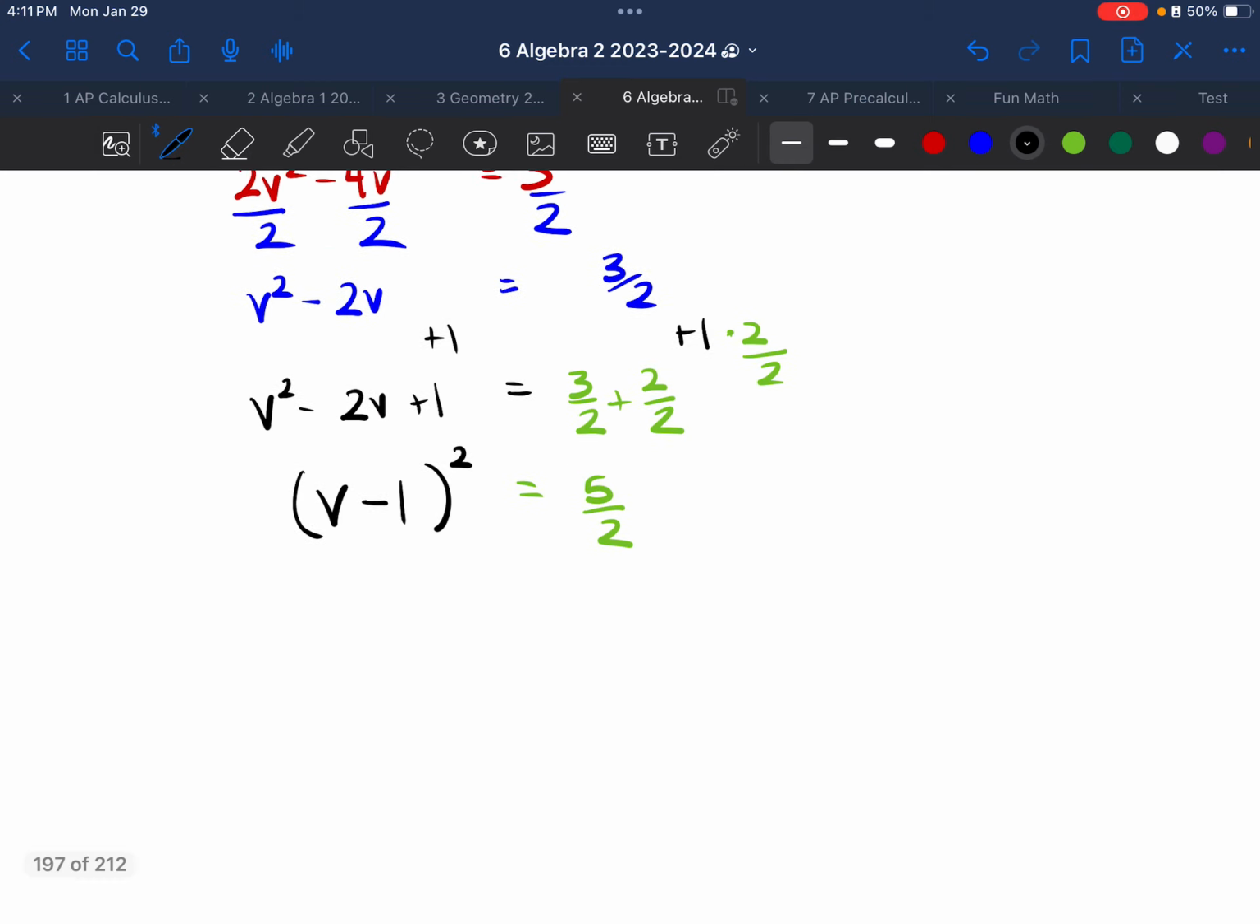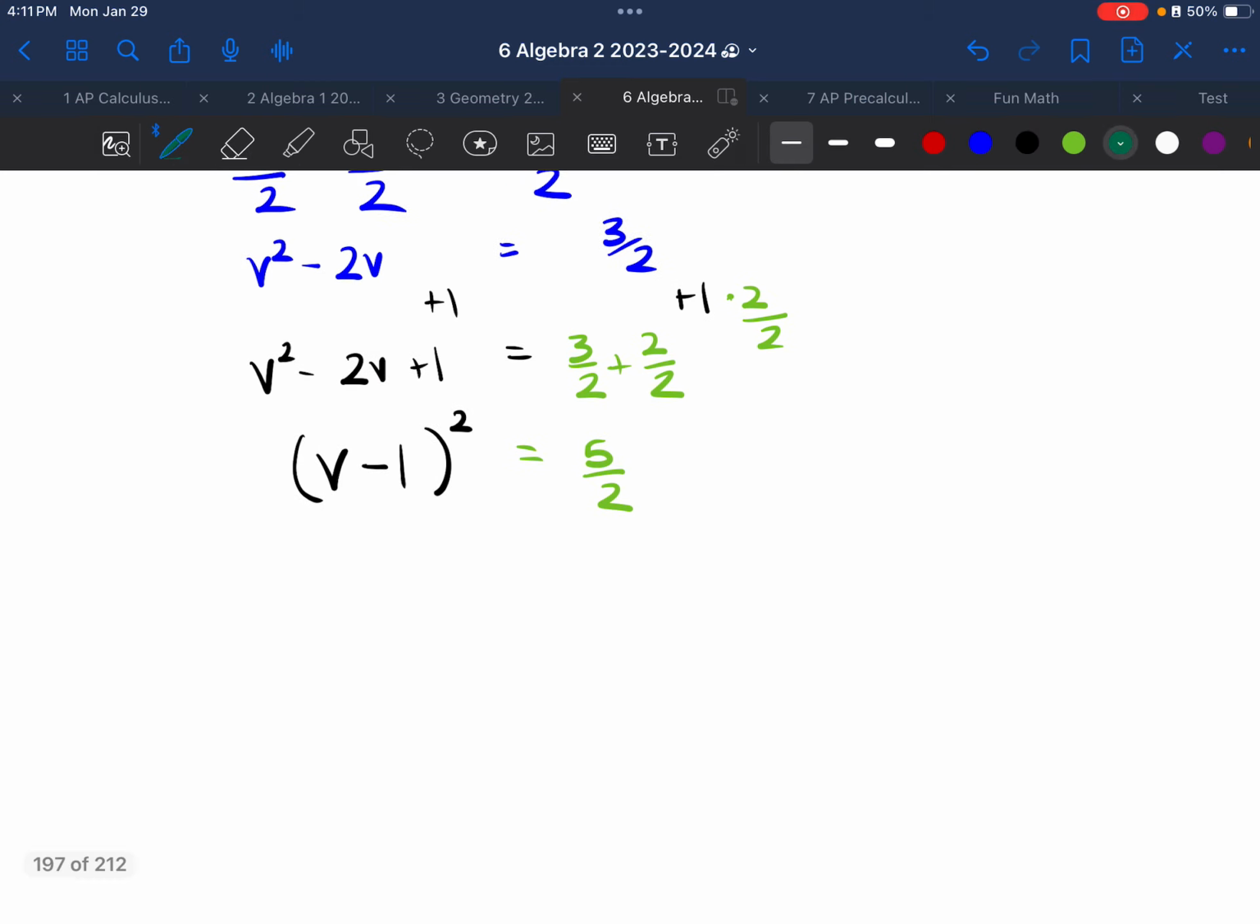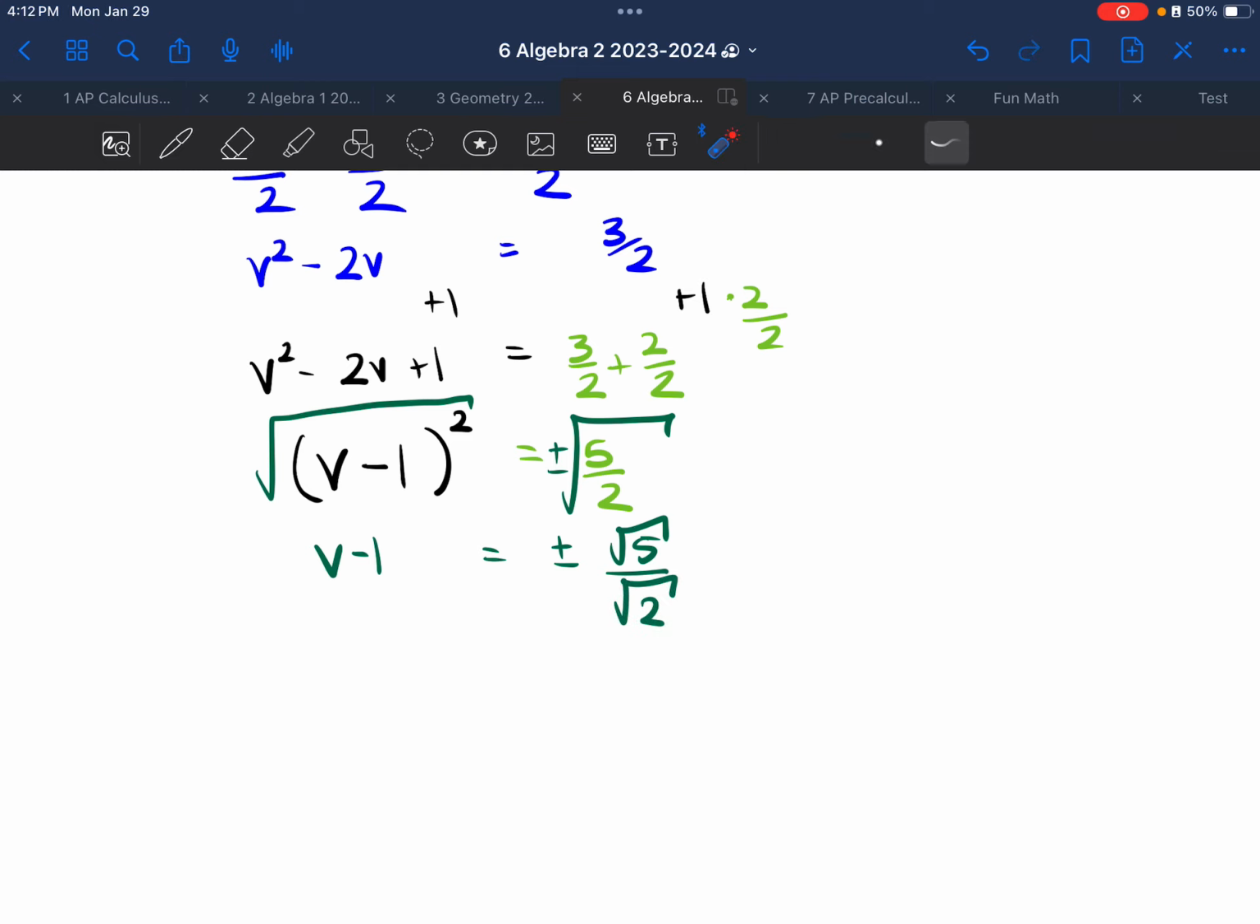And then from here, I'm going to solve. I'm going to square root both sides. Whenever you do that, you have to add the plus or minus. This is going to be v minus 1, which is equal to plus or minus square root of 5 over the square root of 2. And then, unfortunately, you can't have a square root in the denominator, so we need to undo that square root by multiplying by square root of 2, multiplying by square root of 2, which is now going to turn this into plus or minus square root of 10 all over 2.